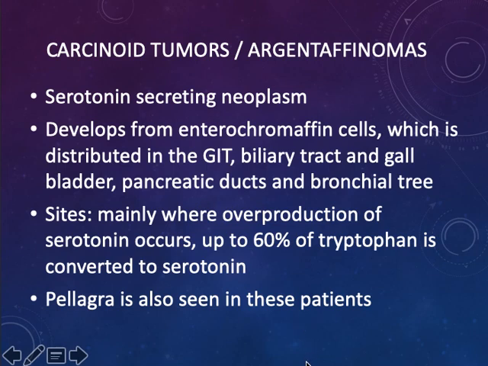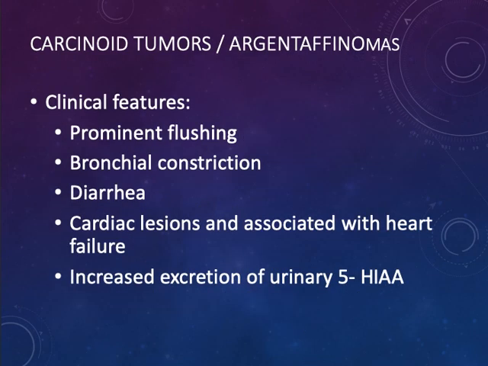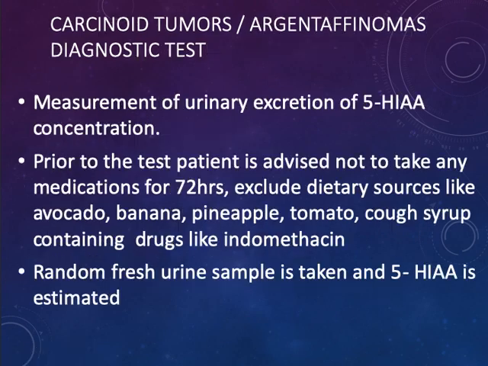So what are the clinical features of carcinoid tumor? Prominent features are flushing, bronchial constriction, diarrhea, then cardiac lesions associated with heart failure, and increased excretion of urinary 5-hydroxyindole acetic acid. So how do you diagnose this condition? You do the measurement of the urinary excretion of 5-HIAA concentration.